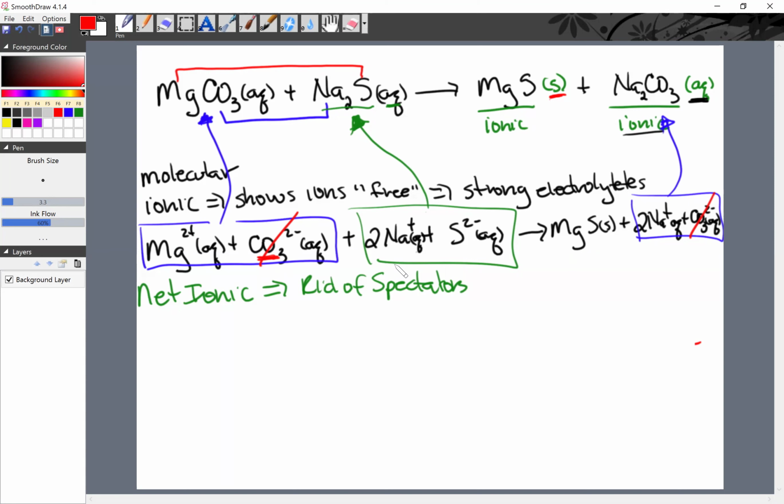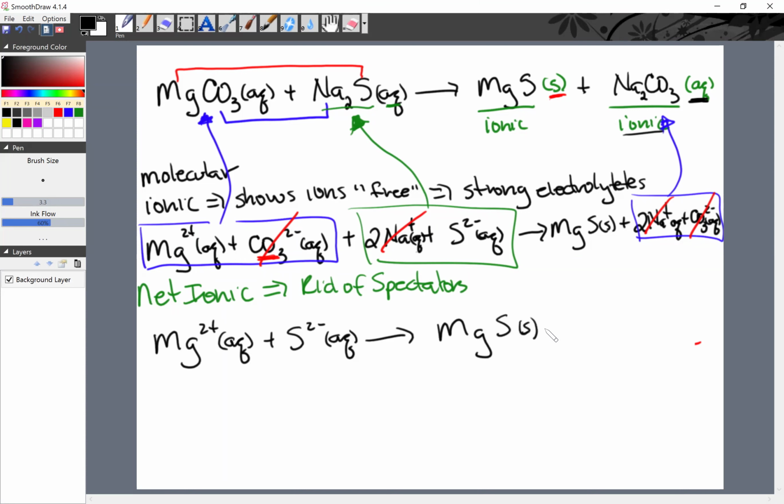All right, I have 2 sodiums on the left and I have 2 sodiums on the right. And I have 1 sulfide on the left, but I don't have one on the right. So I bring everything that's left down. So my net ionic is the magnesium is really reacting with the sulfide to make magnesium sulfide. Okay, that's what's really happening because I've gotten rid of all the spectators.